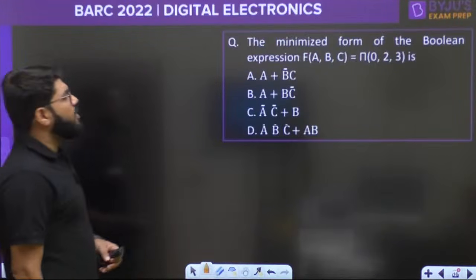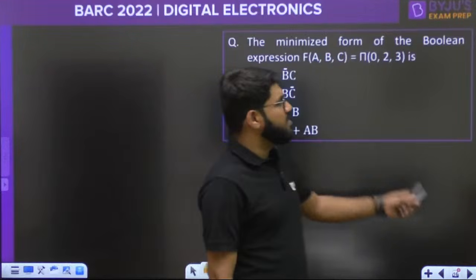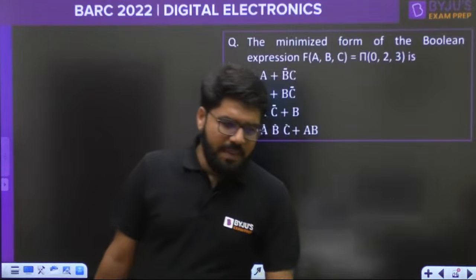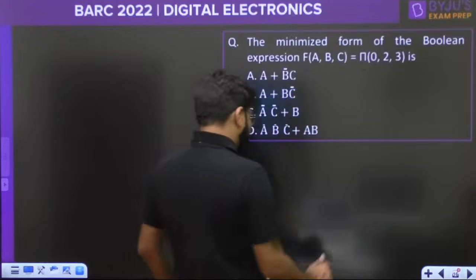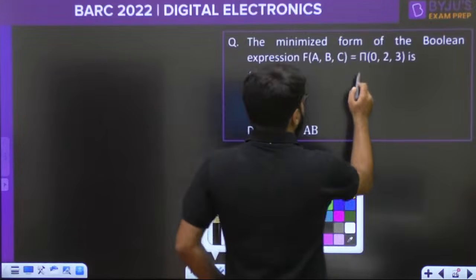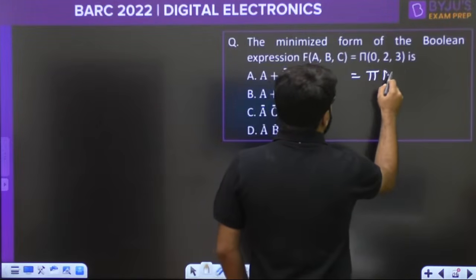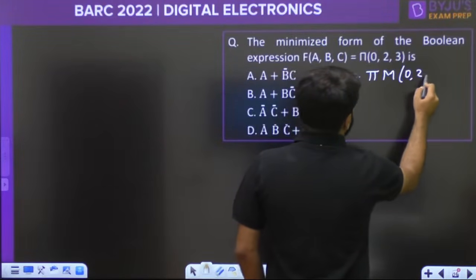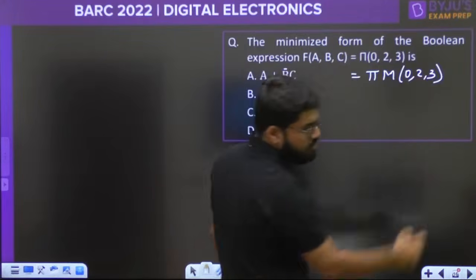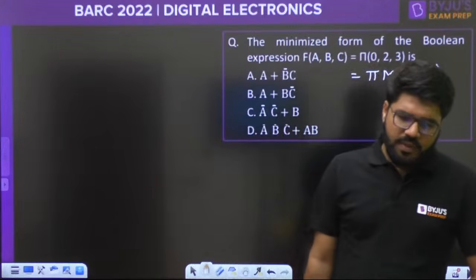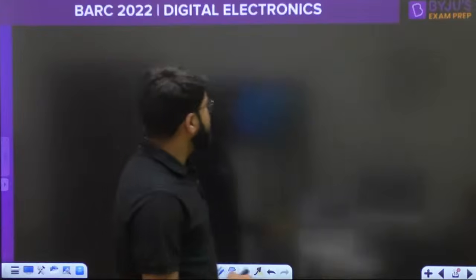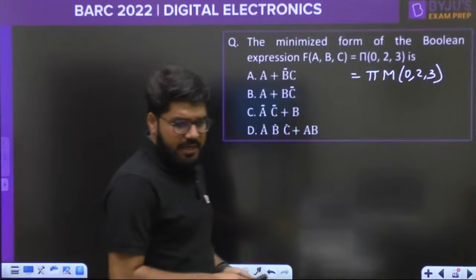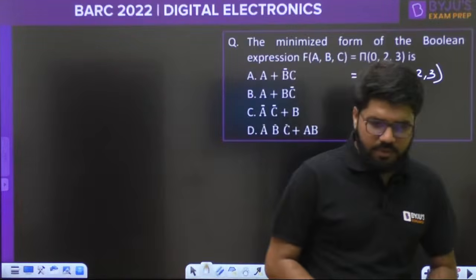The minimized form of the Boolean expression f of a, b, c is product of the max terms. It should be written clearly, this is product. Product of the max terms should be given, not the min terms, because a product of min terms would actually become 0. Yes, B is the correct answer for the previous one.